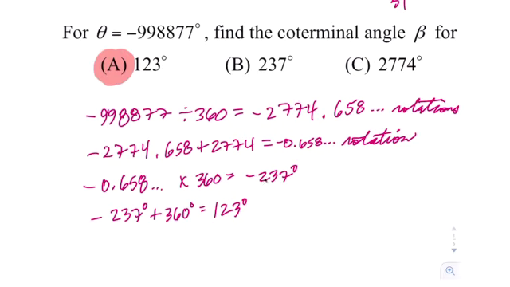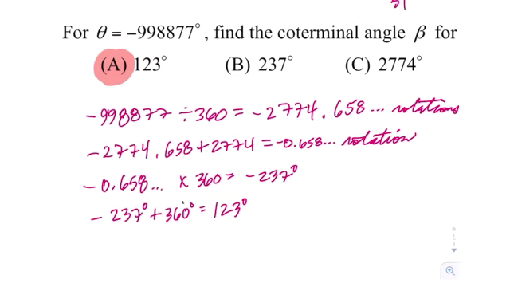Now, negative 237 is indeed coterminal with this negative angle here. But is that the one I want? No. So all I do is I drop the negative sign, right? And choose answer B. That's not how it works, right? Remember, we have to add one more full rotation to it. So now negative 237 plus 360, one more full rotation, gives you 123 degrees. So all of those angles are coterminal with each other. Negative 998877, negative 237, and 123. They're all coterminal with each other.